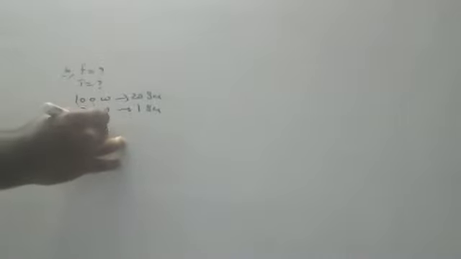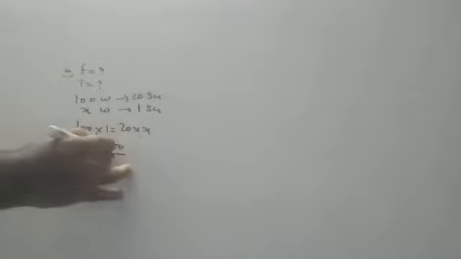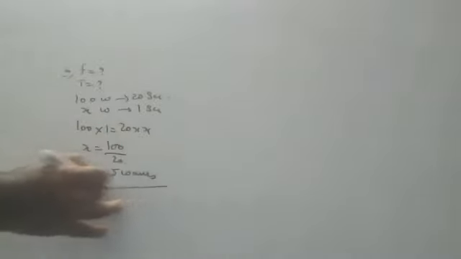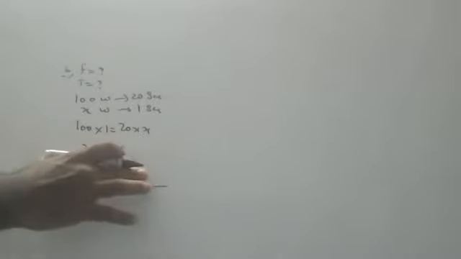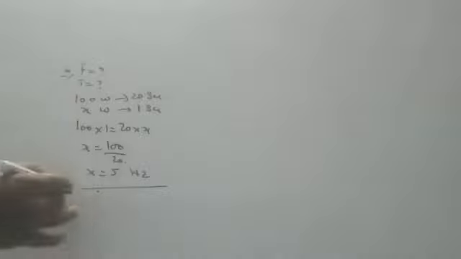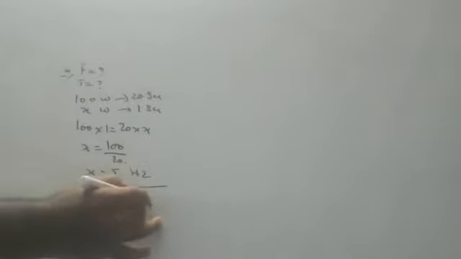So, children, cross multiplication. 100 into 1 is equal to 20 into x. X is equal to 100 by 20. X is equal to 5 waves, or we will write 5 hertz. Now, time period. Time period is 1 by frequency, simple. So 1 by 5, 0.2 seconds.